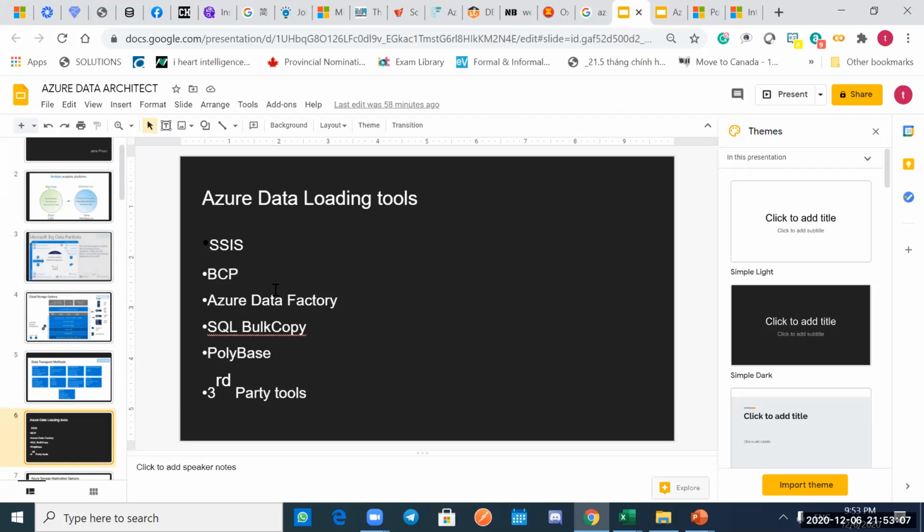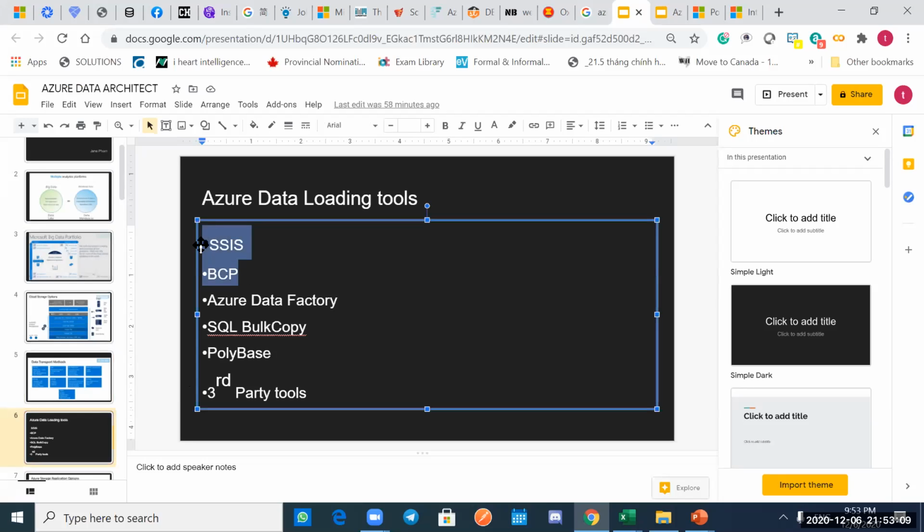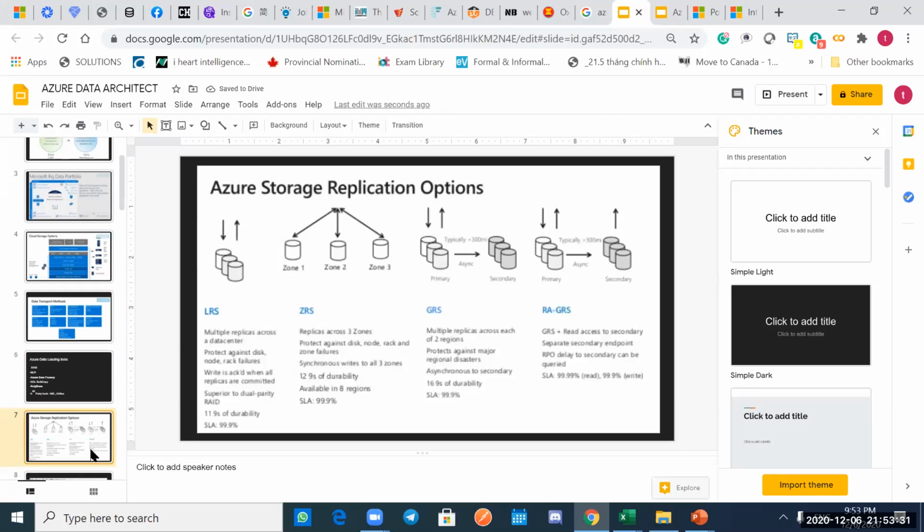So in here you can have different tools and enterprise tools like SSIS or third-party tools. You can talk about like NiFi, Airflow, which I talk about a lot. And third-party tools aside, there are two Azure services, which are Azure Data Factory and Polybase. So these are the Azure loading tools.